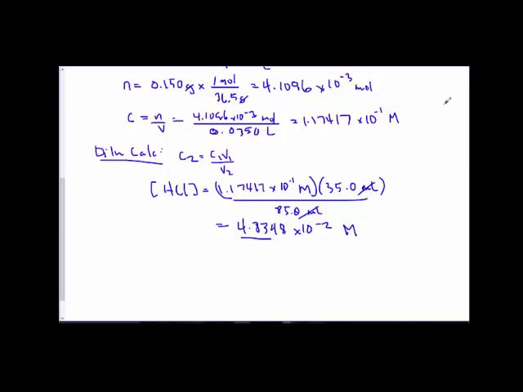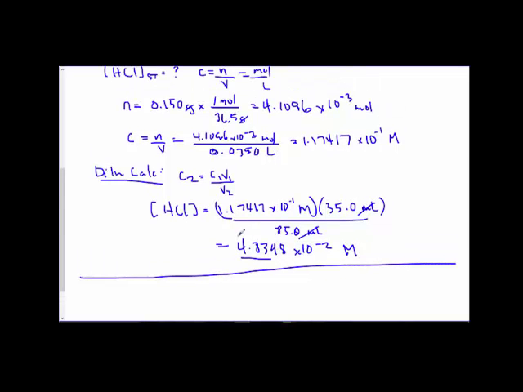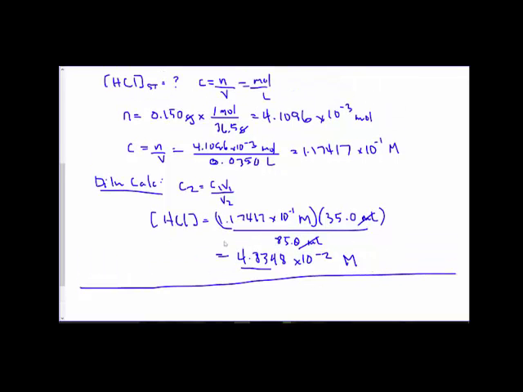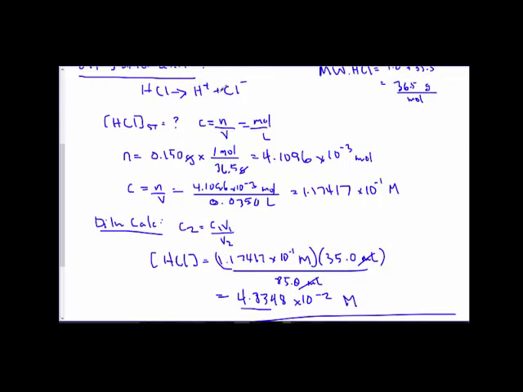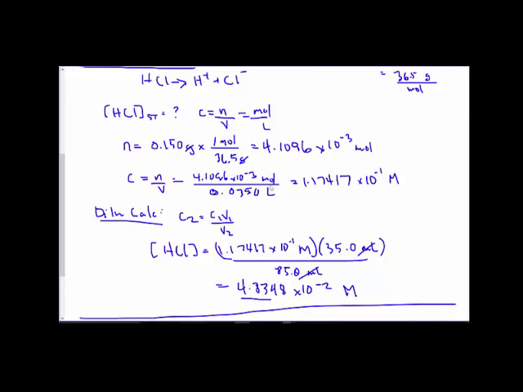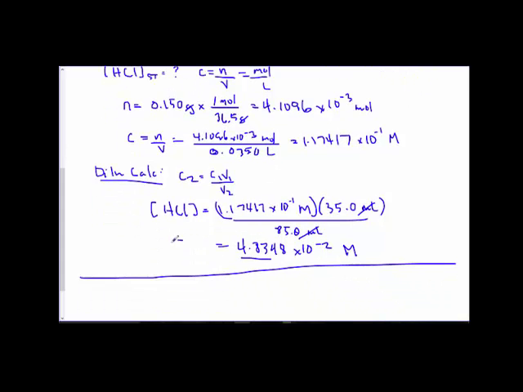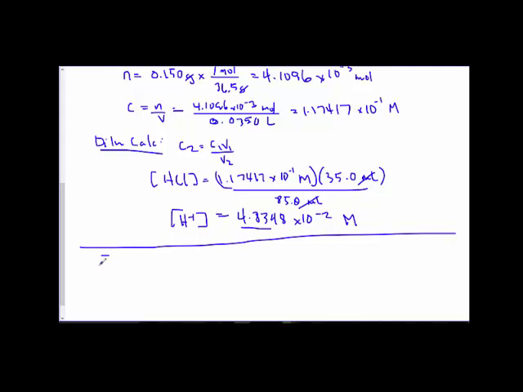Okay, now I'm ready to find the concentration of my hydroxide ion after dilution. Before I do that, actually, let me just go back for a second. The HCl concentration that I found after dilution is equal to the H plus concentration because the acid and the H plus ion are in a 1-to-1 ratio. So this is also equal to my H plus concentration, just to be clear.